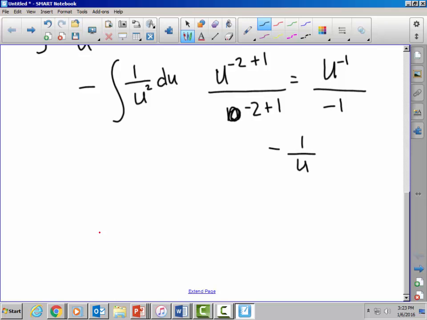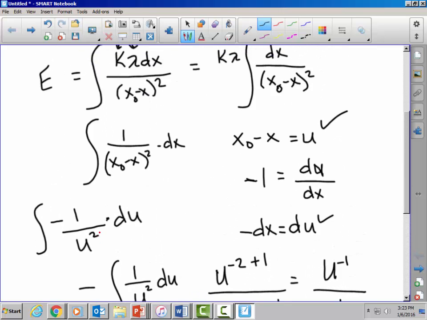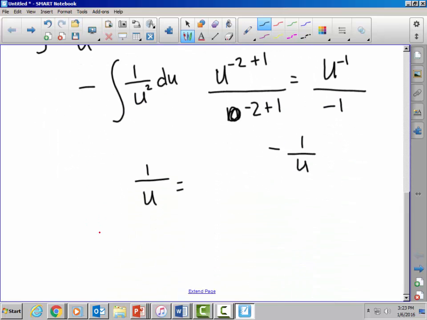But then I have this floating negative out here to the side. So my integral is really, my answer is 1 over u. But I defined u up here as being x naught minus x. So my answer is 1 over x naught minus x.